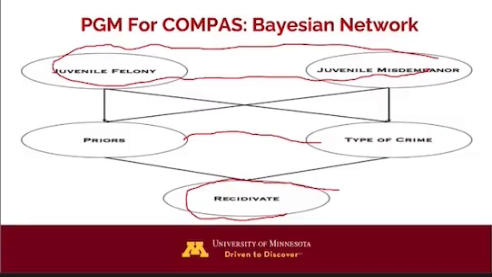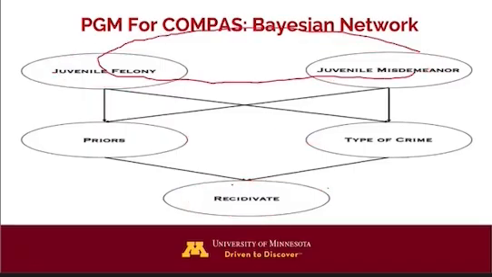So what I'm trying to say here is that this node and this node are conditionally independent, given that we have observed this node. If I have observed the current type of crime of the defendant, and I've also taken into consideration the prior conviction as an adult, then to figure out whether he is going to reoffend or not, the juvenile offense as a child is expected not to give any information. And that's what we mean by conditional independence.